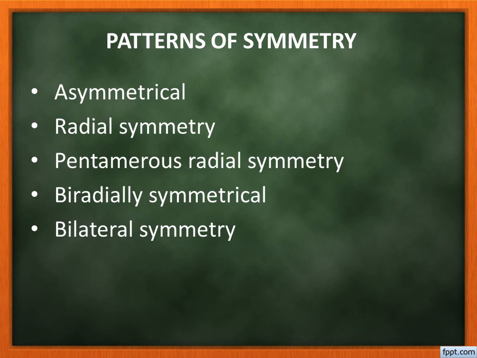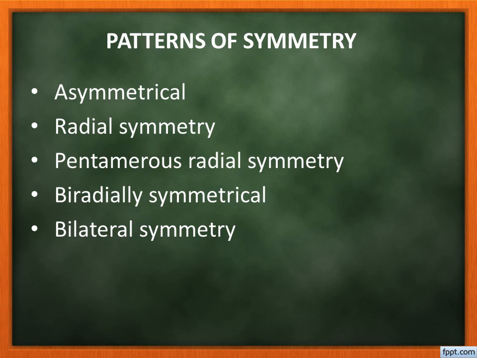And the next basis is patterns of symmetry. What do you mean by symmetry? If I say it in a simple manner, we are able to get two equal halves of the organism when we cut it. For example, when we cut a butterfly along the central axis, we will get two equal halves, right? That is called symmetry. So as per this body arrangement or pattern, the organisms will be classified. Is it clear?